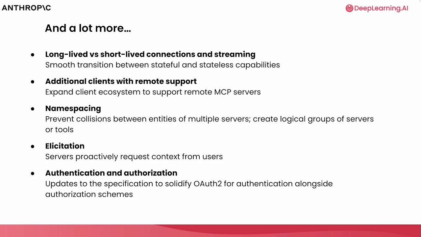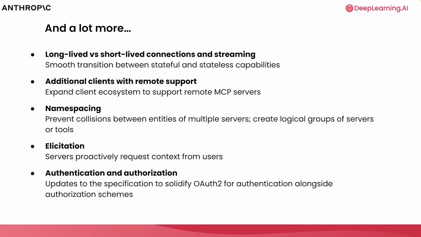As you might see in the suggestions and in the discussions, there's a lot more that's coming to the protocol. As more and more clients support HTTP Streamable, the aim is to achieve a smooth transition between stateful and stateless capabilities. As remote MCP servers continue to be developed, it's important to expand the ecosystem to support even more of those. As you can imagine, when multiple MCP servers are being used, it's very possible for tools to have naming conflicts. You can imagine servers that might have generic names of tools like fetch users, fetch entities, and the model might get confused about what needs to be fetched. So it's important to think about preventing collisions and creating logical groups of servers or tools.